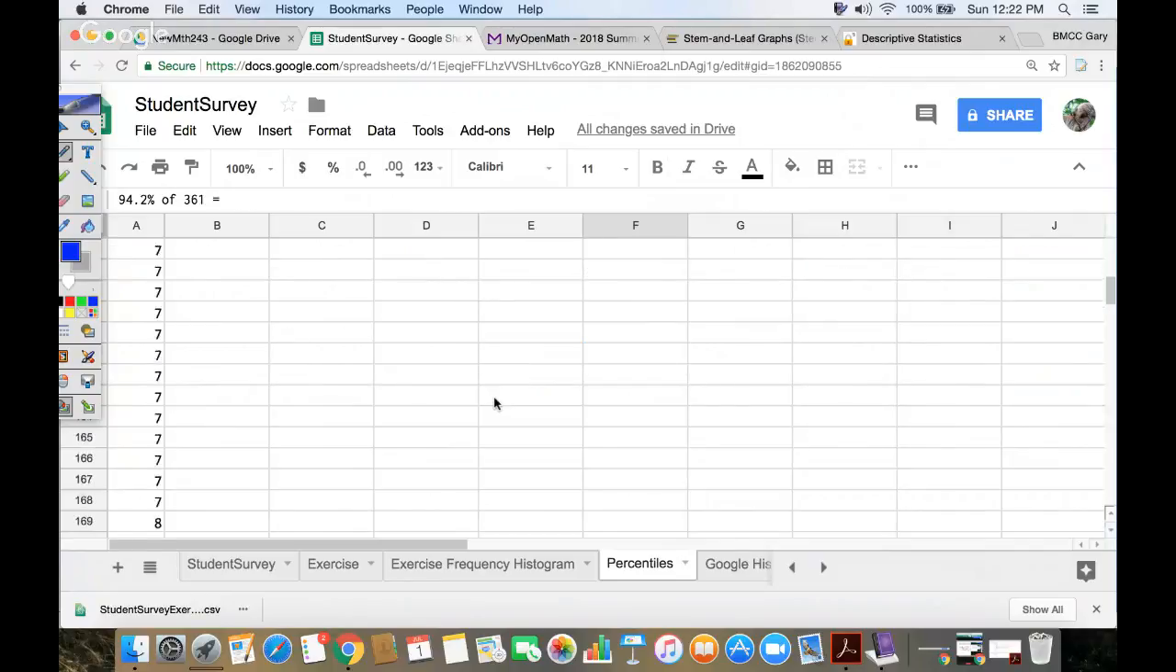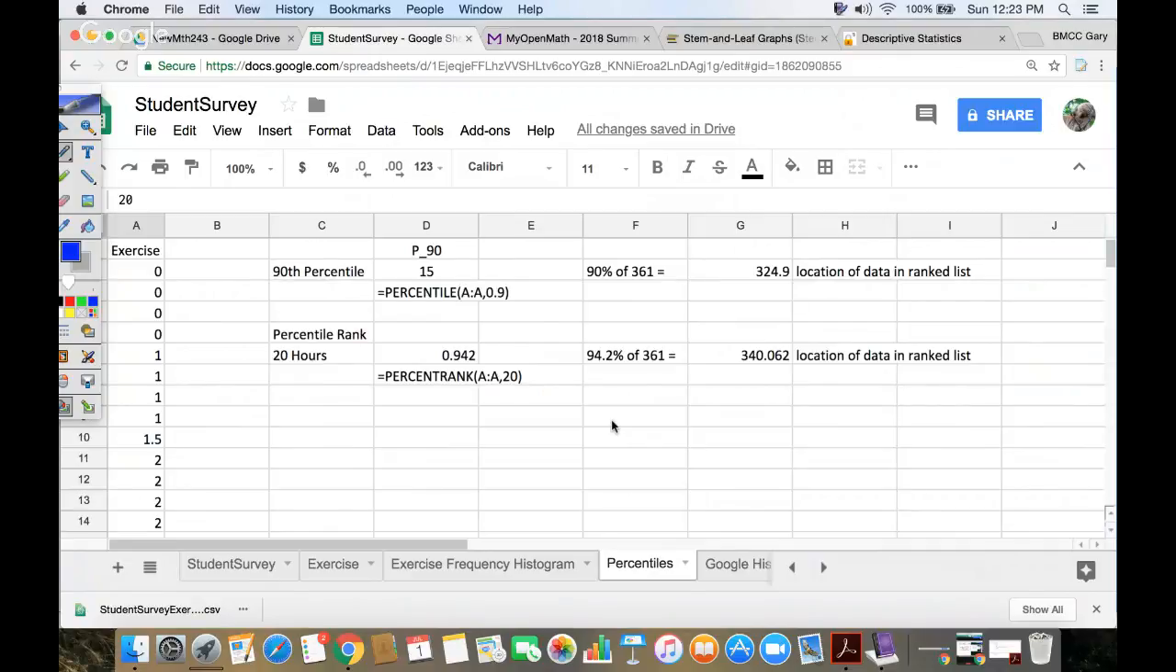So if I scroll down toward the end of my data, okay, there's 361 numbers in the list. I want the 340th, which should be one of these 20s. And it grabbed the first 20, so in the 340th position. So percentiles are a way of ranking numbers, and they're popular in standardized tests, among other places. So you get a little experience with that.